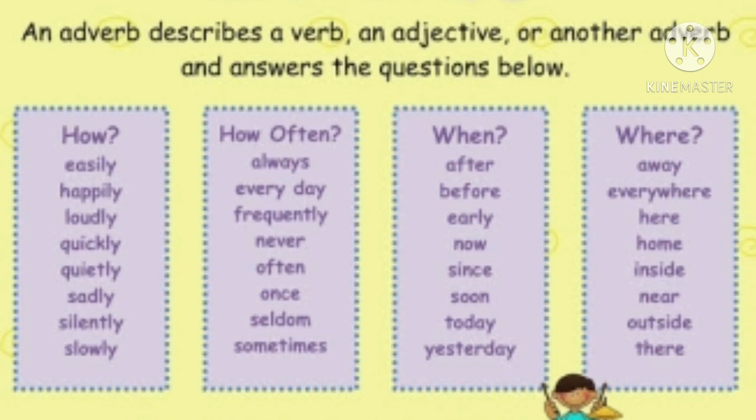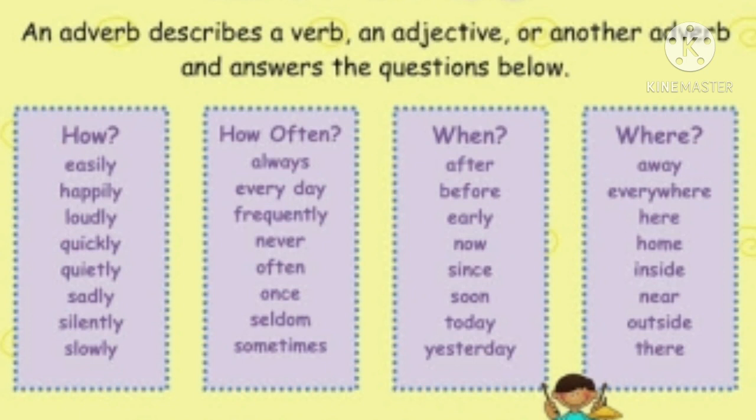Adverb also tells us how often the work is done. What is the meaning of how often? How often means how frequently, how many times you do the work. If the adverb tells you this information, then it is an adverb of frequency. For example, if I say, I bathe always, here always is telling you that I take a bath daily. So always is telling how frequently you take a bath, and always is an adverb.